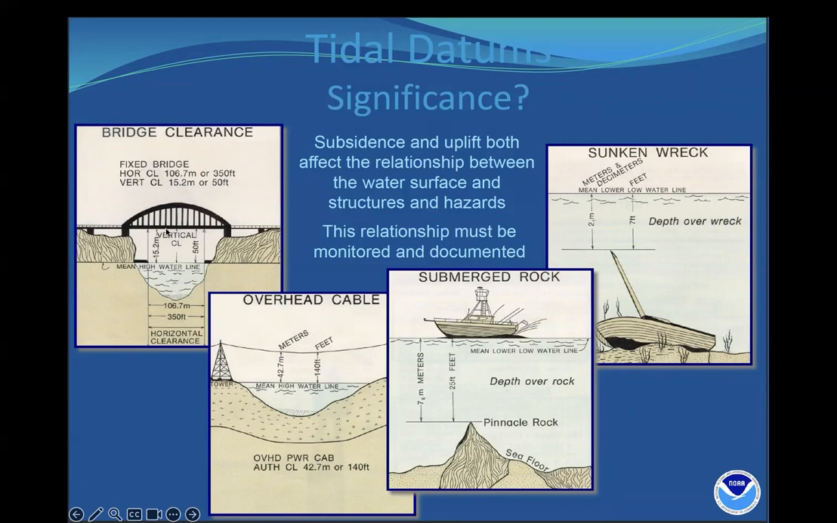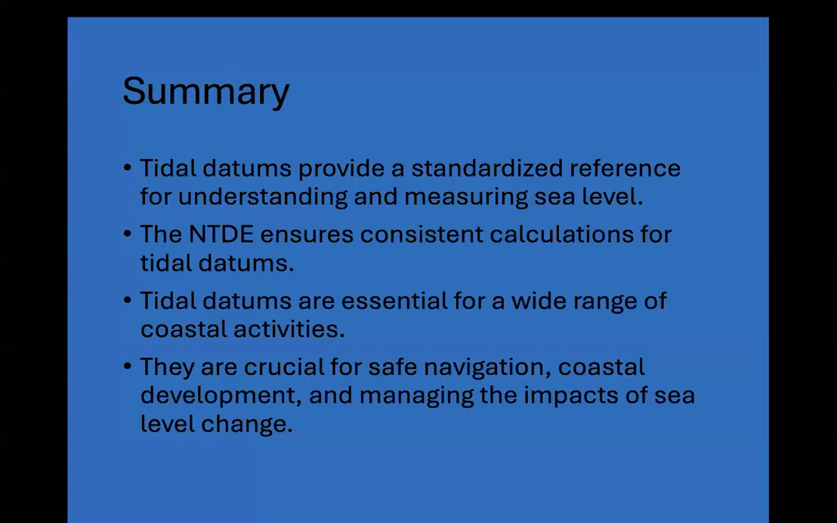We need to make sure that there's enough clearance between the mean high water level and the vertical clearance that we have under a bridge, let's say, or a cable crossing a water area. We need to be able to navigate above obstructions on the surface of the seafloor, whether that's a wreck of a ship or a rock, right? So these all need to be monitored and documented, and our tidal datums are going to be used to help us do that. All right, so let me just summarize.